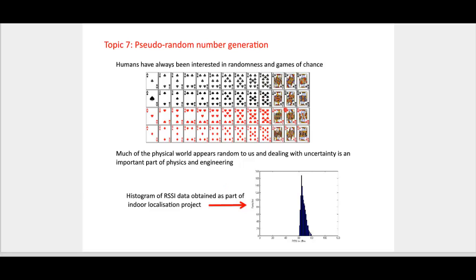We humans like to play games. We like to play dice. We like to play cards. We like to bet on horses. We like to embrace uncertainty, okay? Engineers and physicists, not so enamored with uncertainty and randomness.